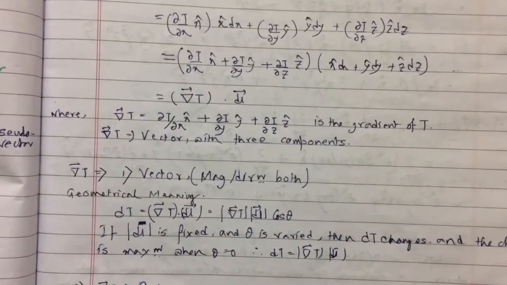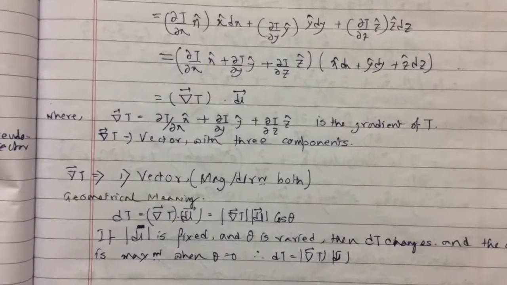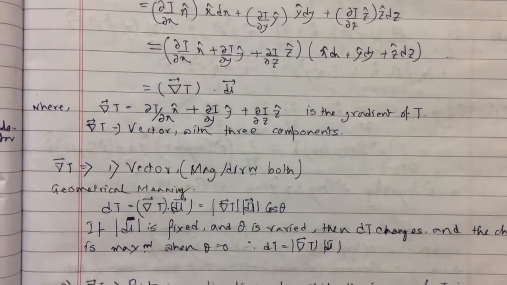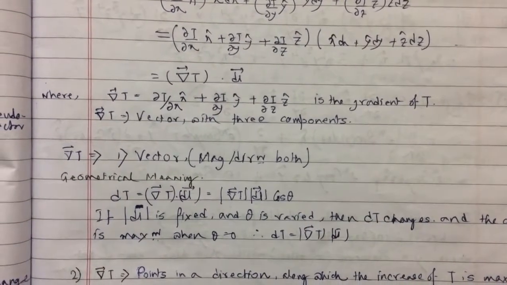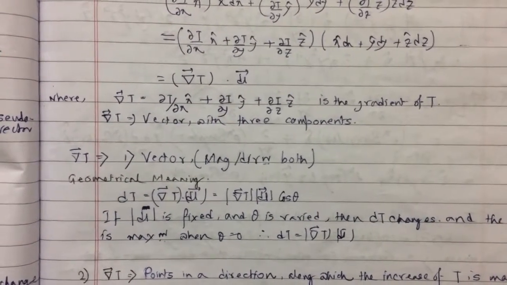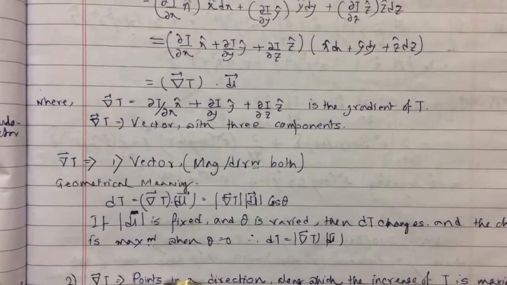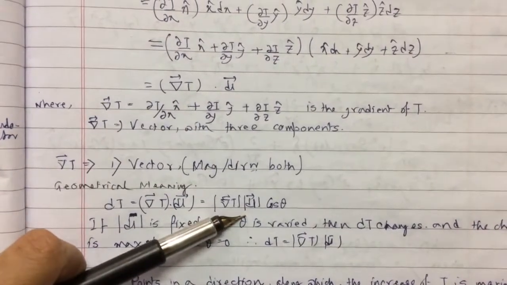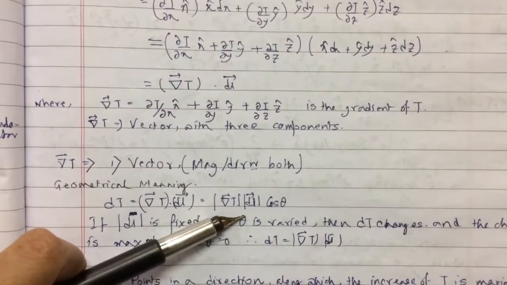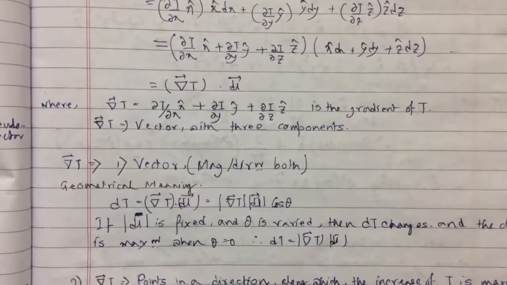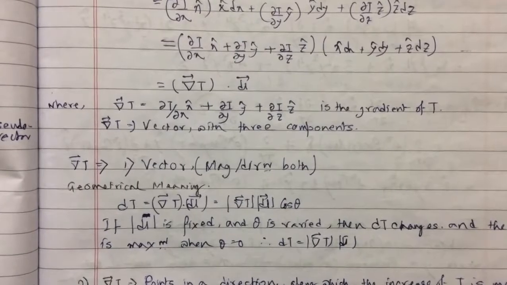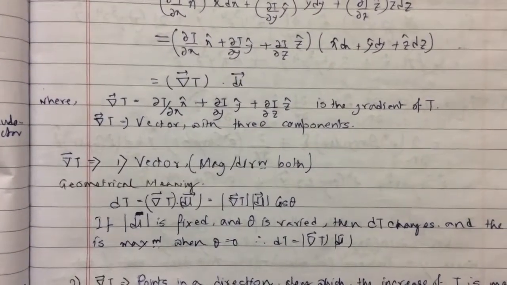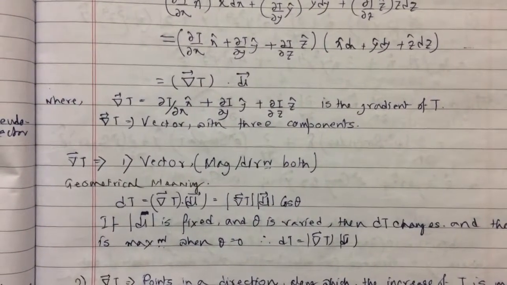But theta is the angle between gradient of T and dl. Now if we want to fix the magnitude of dl, that means this one is fixed, and search around in various directions. Magnitude ta fix kore theta take amra suppose vary korte chaichi.